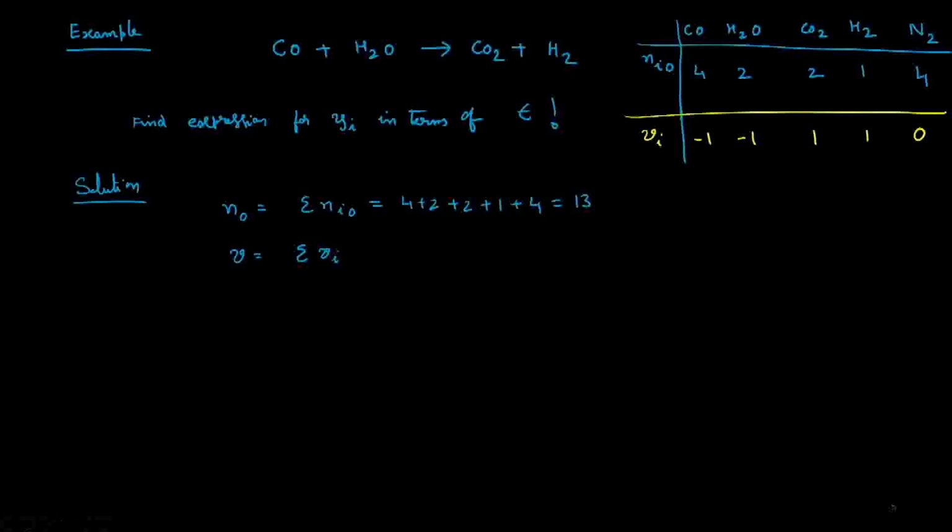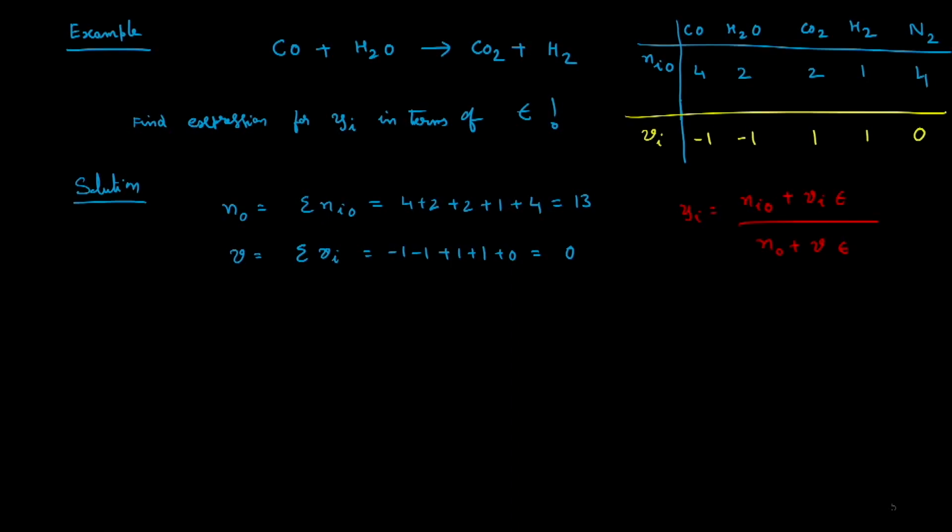Now, with these values of nu I, if I sum sigma nu I, what I get is -1, -1, +1, +1, and a 0. That would add up to 0. So for this particular reaction, including the inert present, the overall stoichiometric number nu is going to be 0. Now, once we have that sorted out, it's pretty straightforward to write the expressions for Yi. Recall, the expression for Yi is Ni naught plus nu I times epsilon over N naught plus nu times epsilon. That's the expression we had earlier.